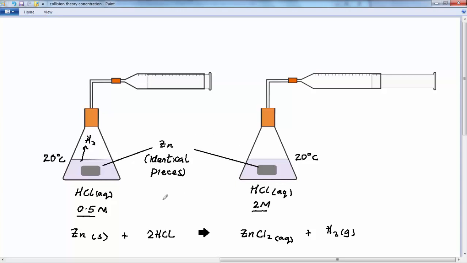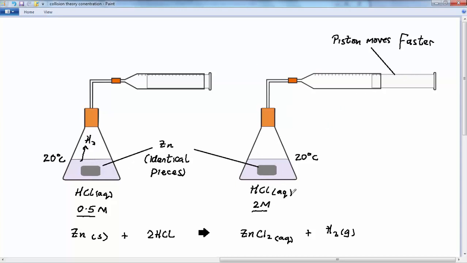And so, as you'd expect in the more concentrated solution, what you will see is that the piston in this case will move faster than in this case, because there's a greater concentration of hydrochloric acid, which means there is a greater chance of collisions, which means there's going to be a greater rate of reaction in this case than in this case. So this reaction will go faster.